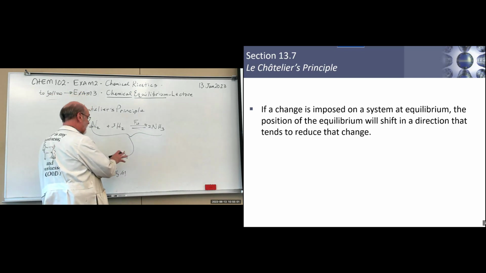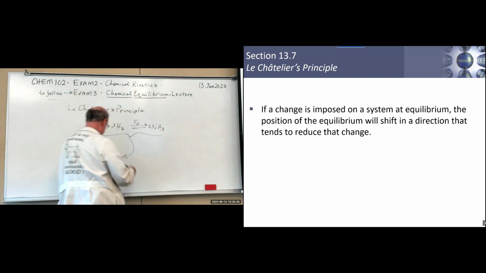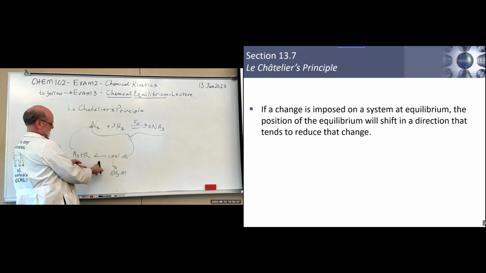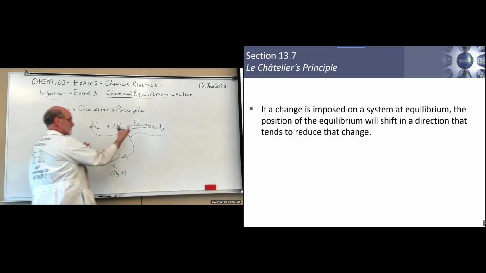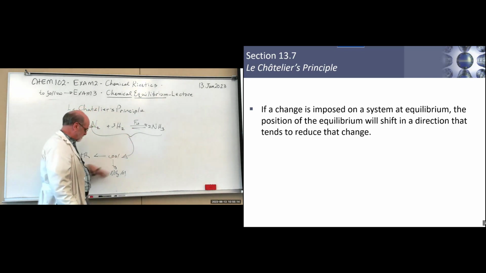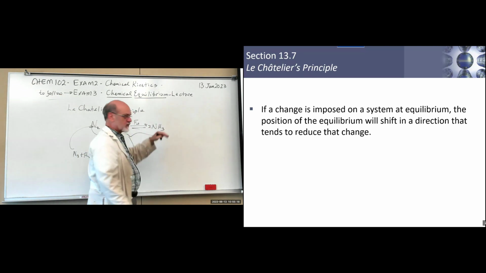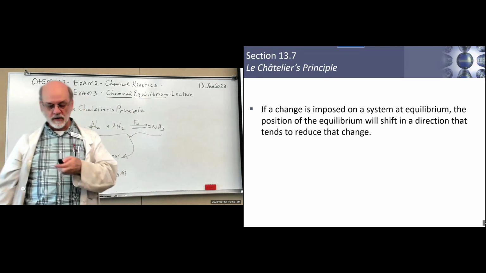So in that case, he drove the reaction to the right because he was removing some of this, right? When he put it back in here, there was still some there, but there was less there than before when he pumped this back in. So by removing ammonia, he was driving the reaction to the right, according to Le Chatelier.